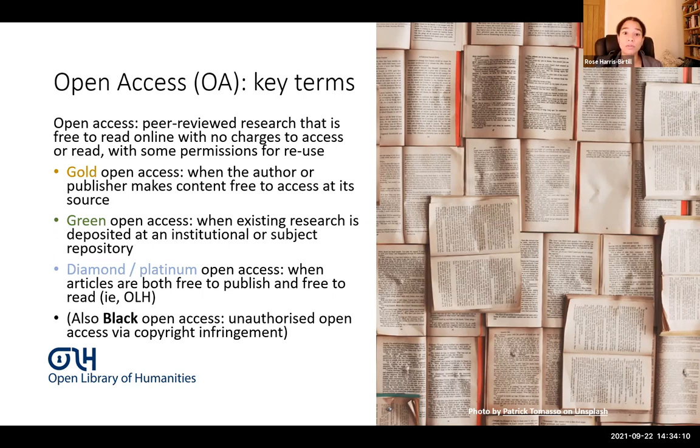Some journals can be gold open access, where there are no charges for readers, so you can read the article for free. But they pass the publication costs on to authors using a pay-to-publish model in the form of a mandatory article processing charge. This is a fee that's charged to the author to publish their work as a condition of publication. Because of this, there's also another category, sometimes called diamond or platinum open access, which refers to when articles are both free to publish and free to read, like OLH. There's also black open access, which refers to unauthorized open access that breaches copyright on the work itself. I've included this to show that open access can be many different things in different contexts.